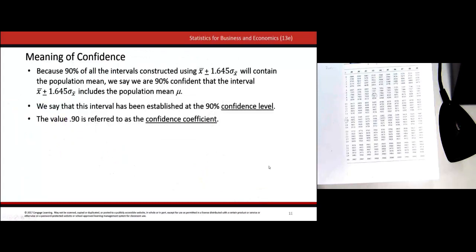How do we interpret the confidence interval? For example, you obtain the 90% confidence interval, which is x bar plus minus 1.645 times sigma x bar, which is the standard error, sigma over square root of n. So we say that we are 90% confident that the interval includes the population mean. So this is how we obtain the confidence interval.